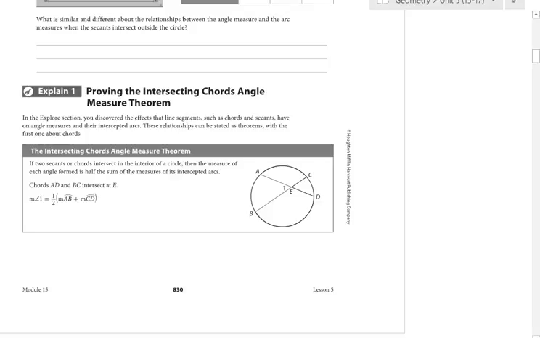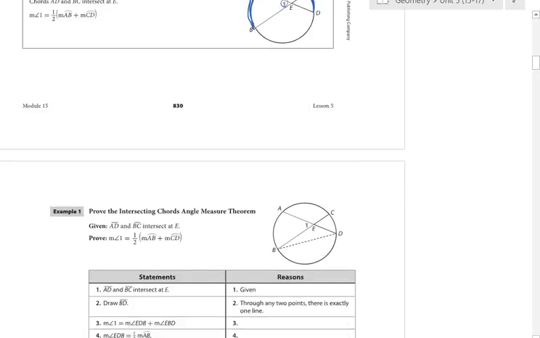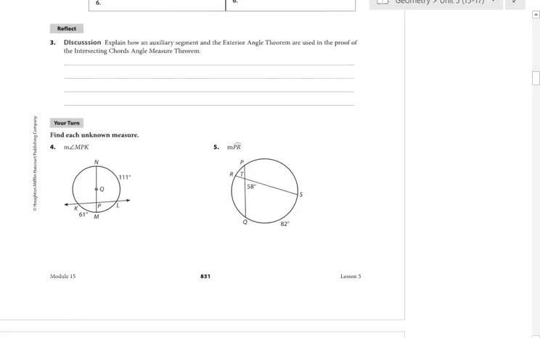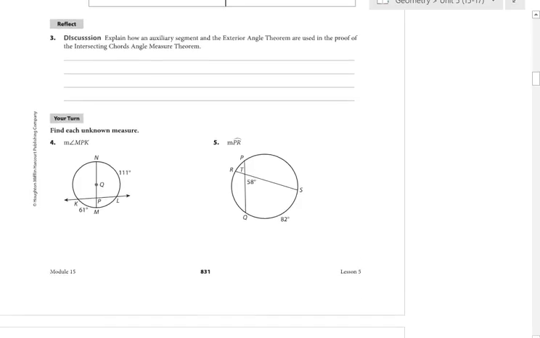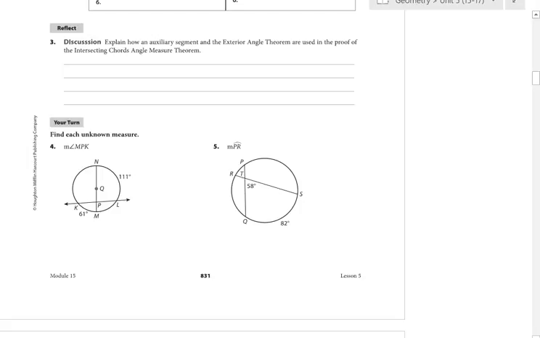So on page 830, angle 1 is the intersection of two chords. So it's half the sum of arc AB and arc CD. So angle 1 is the average of arc AB and arc CD. That's page 830. Okay, so use that concept to go ahead and try problems 4 and 5, please.